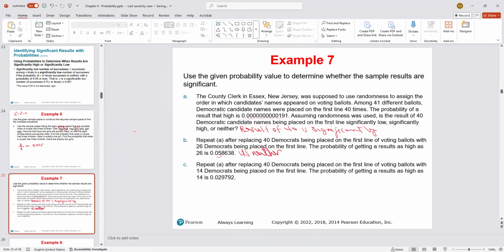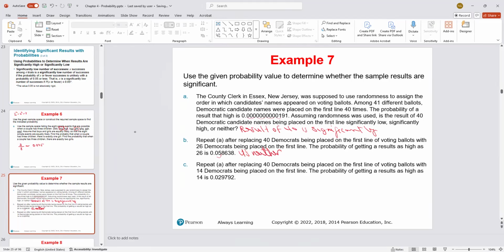It's neither because the probability of a result as high as 26 is 0.05863. So the result is not small. It's not less than 5%. You see, it's 0.058. So it's not less than 5%.